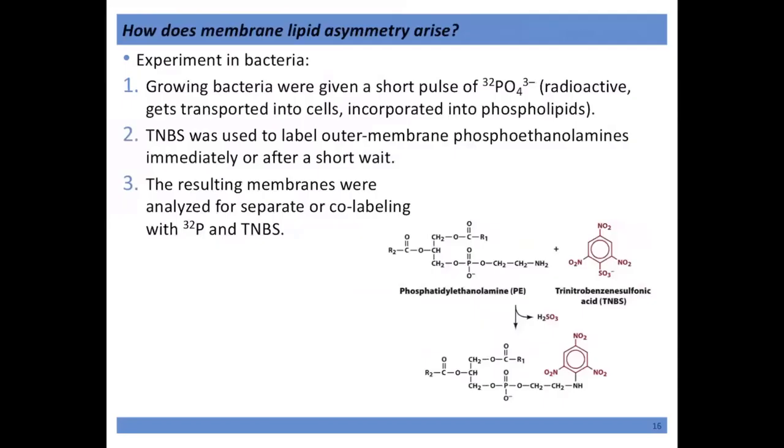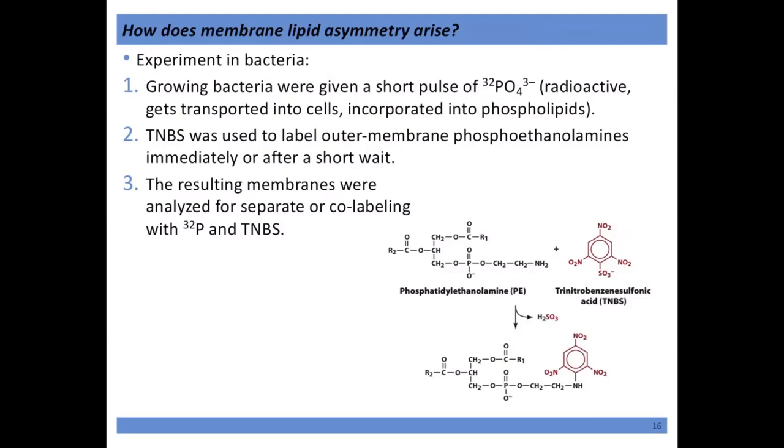One way that we can try to figure out how this lipid asymmetry arises is they did an experiment in bacteria. They grew the bacteria with a short pulse of a radioactive phosphate. So you've got P32, which is a radioactive form of phosphorus. They gave a little bit of this phosphate, and that phosphate actually is pulled into the cells and incorporated into the phospholipids.